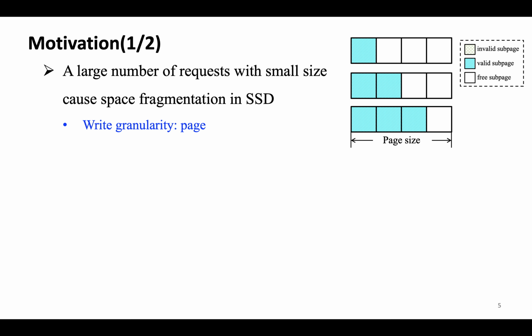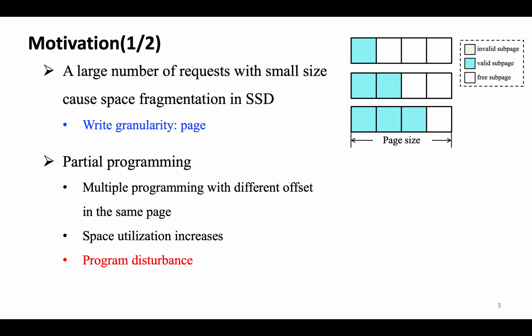So, partial programming is introduced to improve the space fragmentation issue. It can perform multiple programming with different offsets in the same page as shown in the figure. That means it can directly write data in the free space in the same page.